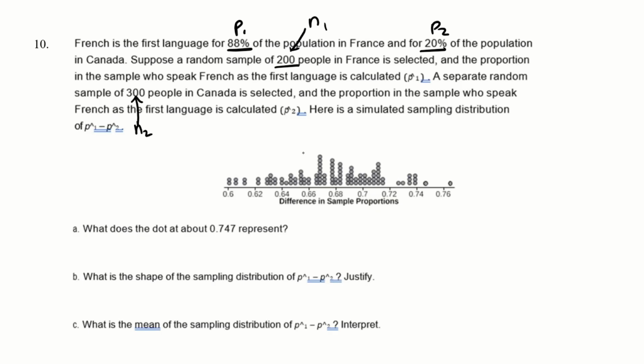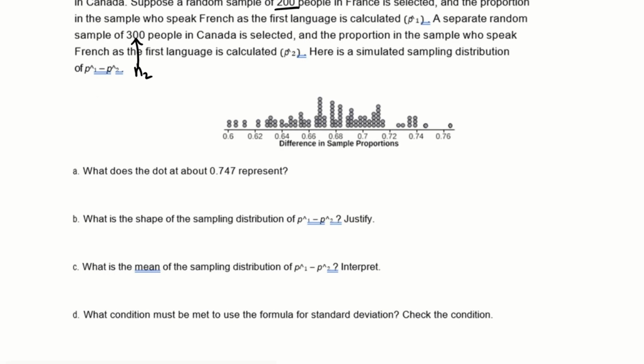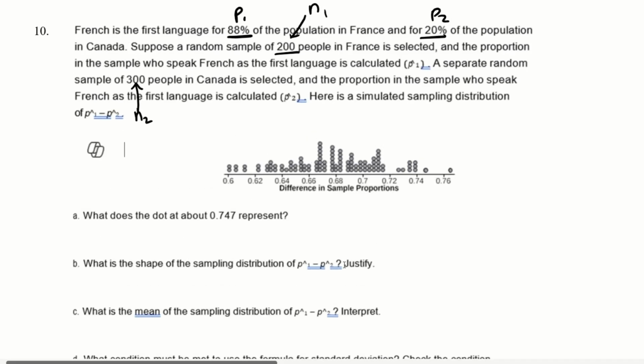Okay. So what does the dot at about 0.747 represent? So this one right here. Remember, when they did this, each dot, they're looking at a random sample, right? So a random sample of 200 people in France, and then another random sample of 300 people in Canada, and then they're taking the percent who speak French, and then they're subtracting those. So that's what that 0.747 represents.